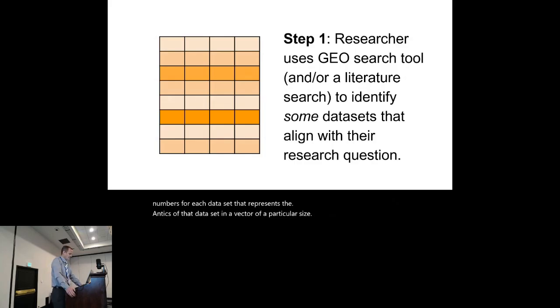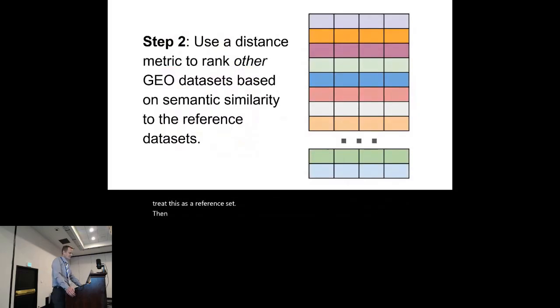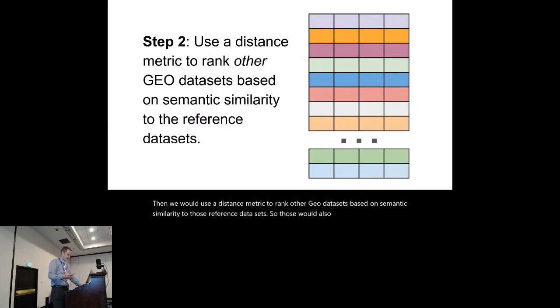Envisioning how this might be used by a regular researcher, we thought that a researcher would potentially use the GEO search tool or maybe do a literature search to identify some data sets that were relevant to a particular topic that they wanted to study. Then we would create embeddings based on those data sets that they had identified as being relevant. We would treat this as a reference set. And then we would use a distance metric to rank other GEO data sets based on semantic similarity to those reference data sets, which would also be created as embeddings.